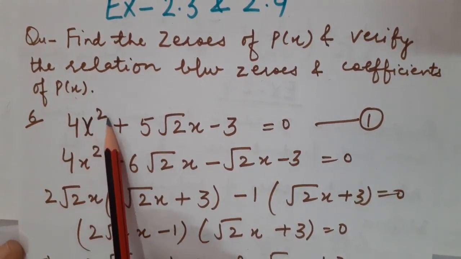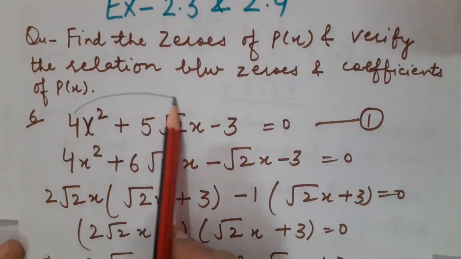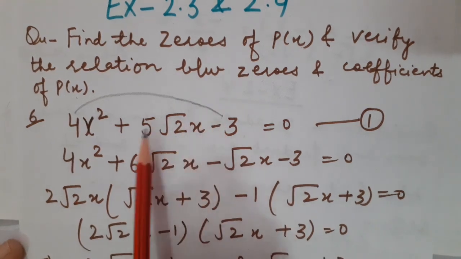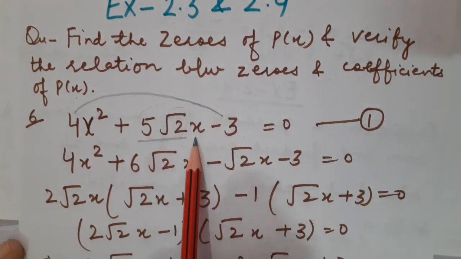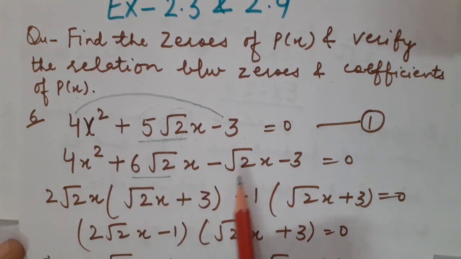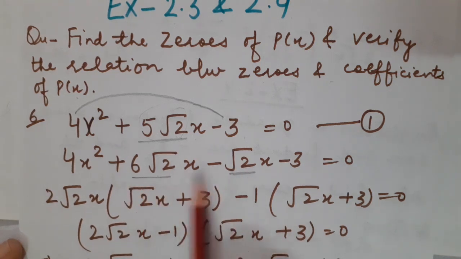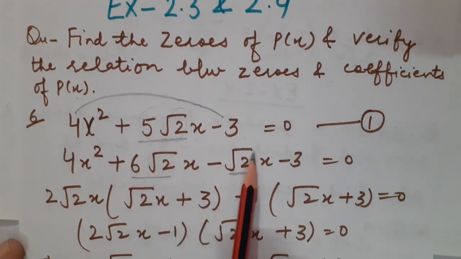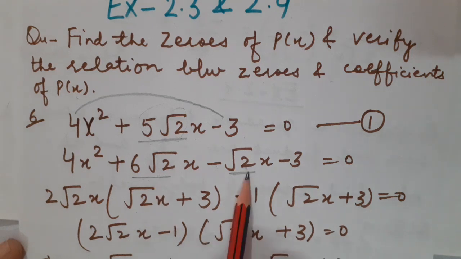You have been given 4x square plus 5 root 2x minus 3. So children, what do I want as product? I want the product as minus 12 and the sum as 5 root 2. So let us split the middle term in such a way that the product should be minus 12 and the sum should be 5 root 2. So these are the 2 factors which I have done, that is 6 root 2 with the positive sign and minus root 2. Let us subtract them. I have got 5 root 2. Let us multiply them. So 6 into root 2 into root 2 would give you 12, and with a negative sign. So I have got the product as minus 12 and the sum as 5 root 2.